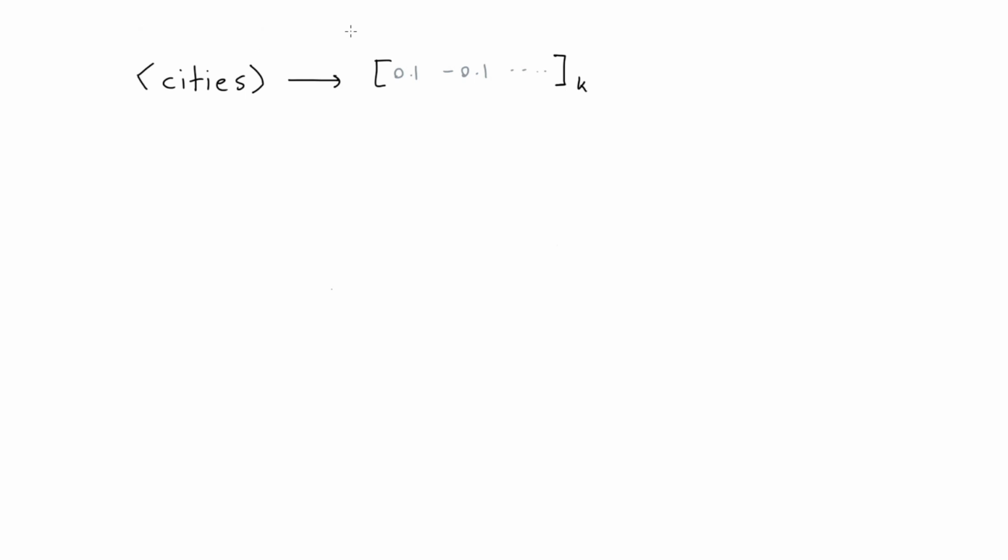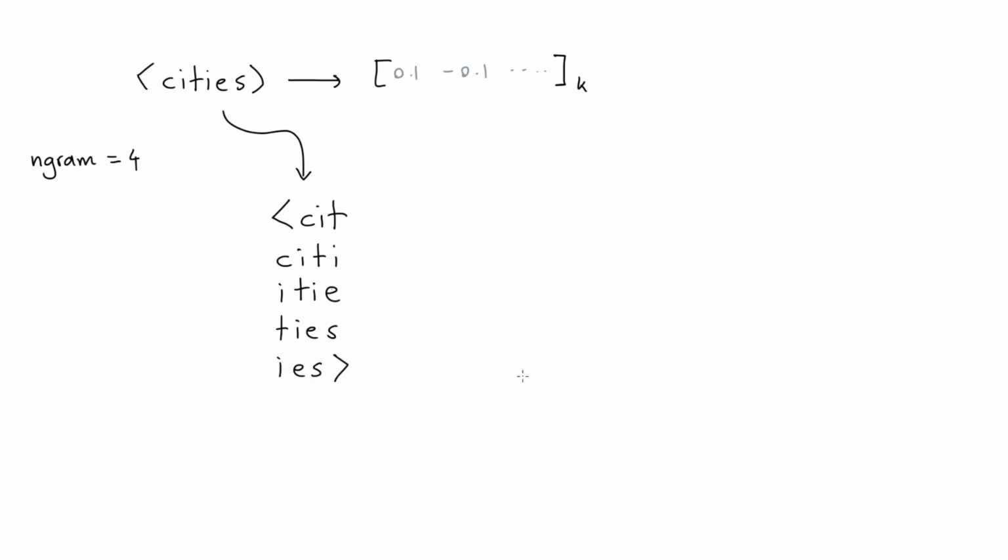Now, let's consider the count vectorizer trick that we discussed in the previous video. We can say that original token consists of subtokens. Let's take the subtokens with the n-gram trick, and let's say that we have an n-gram of size 4. Then this token can be split up into these subtokens. We have CIT with the start token, CITI, ITIE, TIES, as well as IES with the close token.